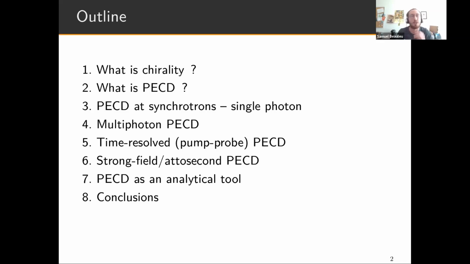And after this, I will show you how this is connected to our field of ultrafast science by showing you how we can use pump-probe experiments to probe ultrafast dynamics in chiral molecules. And after this, I want to talk about strong field ionization and attosecond-resolved measurement of photoelectron circular dichroism. And to conclude, I just want to give you a few brief examples of how people start using this observable as an analytical tool to study the chirality of molecules in gas phase.